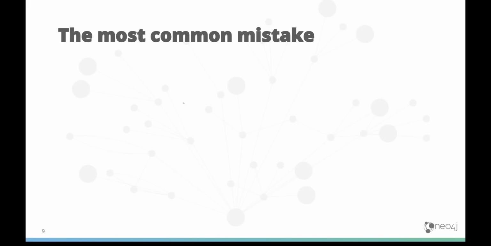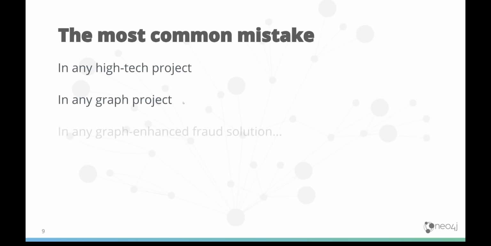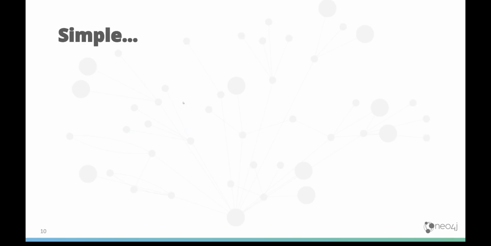Why do we need a business case for graph? This seems obvious, but to be honest, in any high-tech project, in any graph project, in any graph-enhanced fraud solution, whatever you want to call it, this is the most obvious mistake that people make. We see this time and time again: people know that they need to build this business case, but they simply don't put enough effort into it.